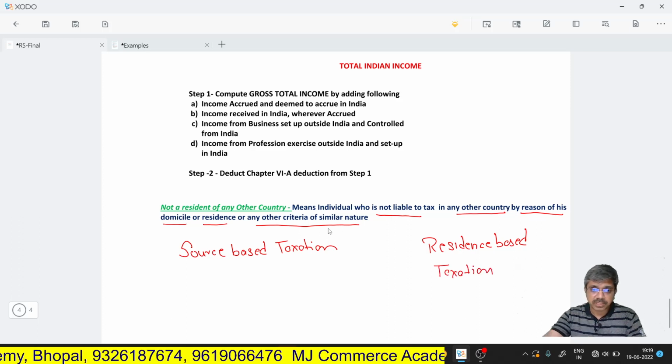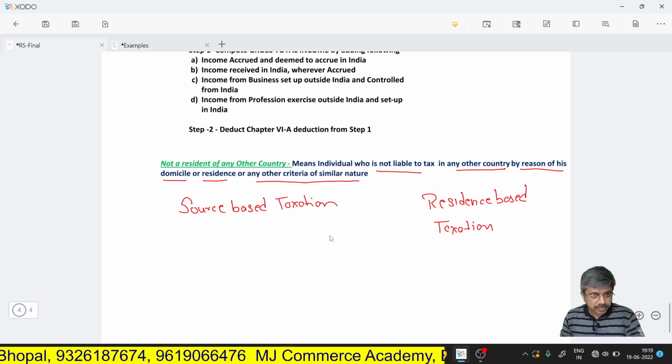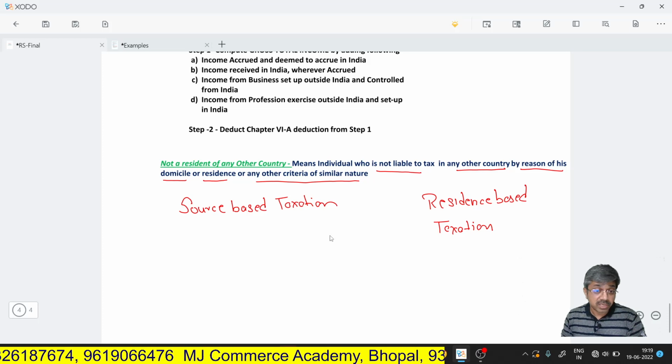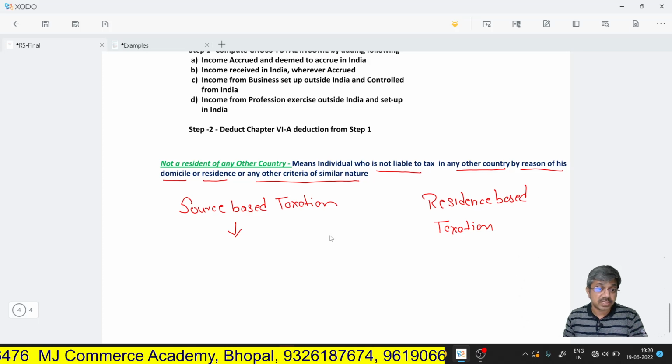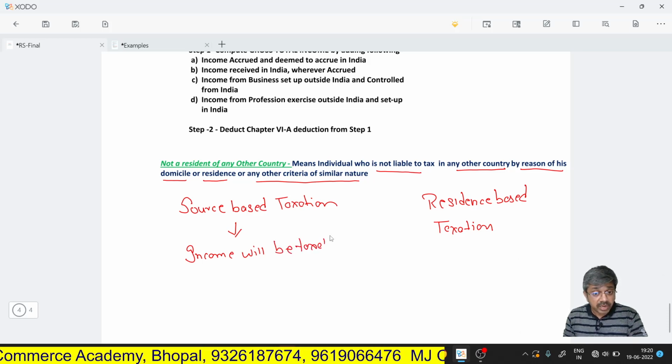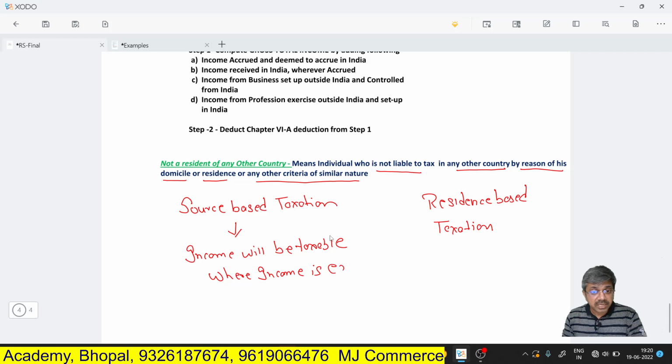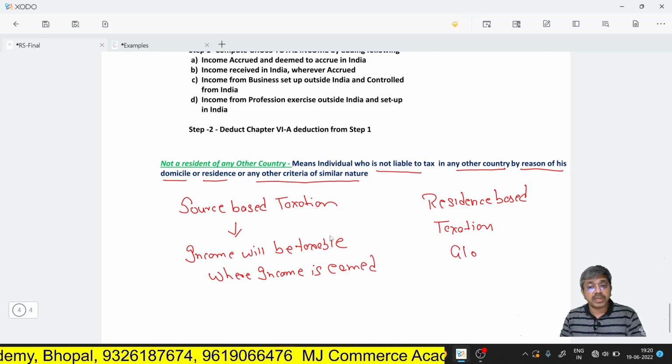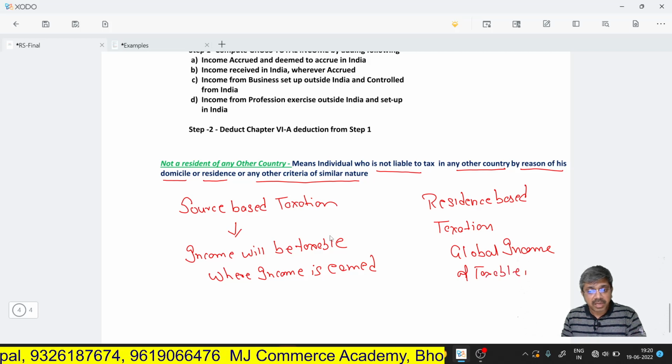Source based taxation, I will explain with a simple example. Say I go to USA, I render some services there, I earn income in USA. In that case, my USA income is taxable in the USA. But since I am a resident of India, that USA income will also be taxable in India. It means in source based taxation, income will be taxable in the country where the income is earned. And in residence based taxation, the global income of an individual is taxable in the country of residence.